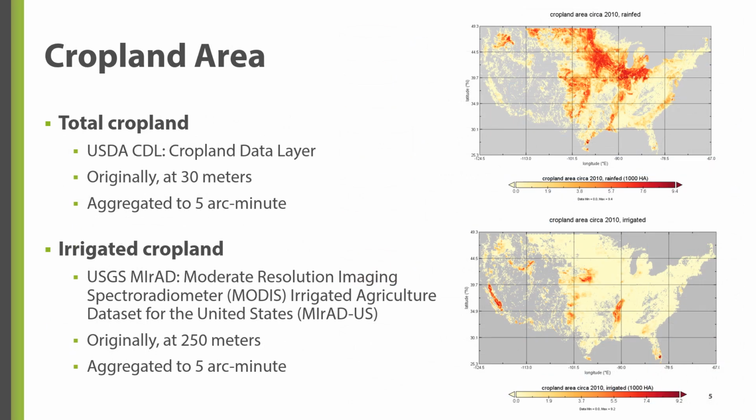For the United States, cropland area data was obtained from the USDA cropland data layer at a resolution of 30 meters and aggregated to 5 arc minutes. Irrigated cropland data was obtained from the Moderate Resolution Imaging Spectroradiometer irrigated agriculture dataset for the United States, provided by the USGS, at a resolution of 250 meters.